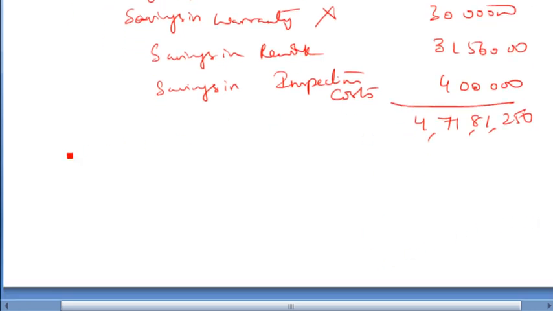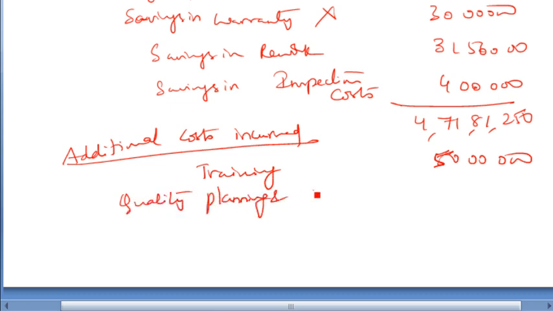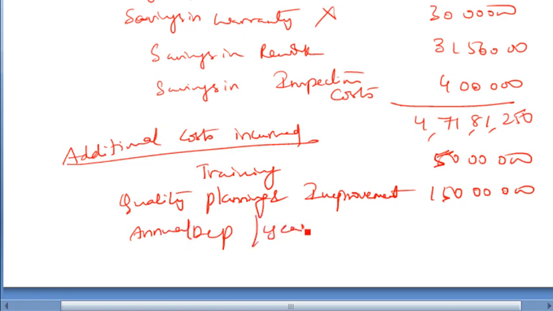Let's look at the cost. What are the additional costs incurred to get this benefit? The first one is training cost. So the training cost is 50 lakhs. Correct? You have to train those employees. Next, you have seen something called quality planning and improvement, which involves 1 crore 50 lakhs, right? Then what else? Depreciation on machines, annual depreciation, that will be a cost per year. How much is that? 1 crore 20 lakhs.